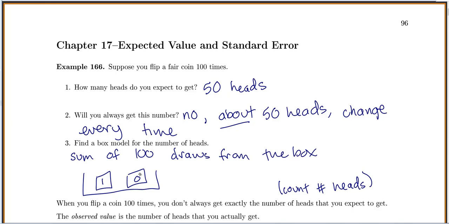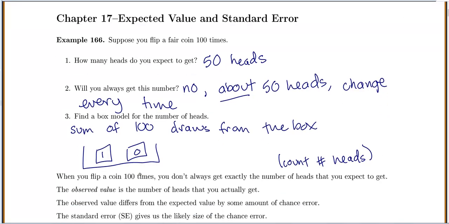So when we flip our coin 100 times, we don't always get the exact number of heads that we expect to get, and we call the number of heads that we actually get the observed value. The observed value differs from the expected value by some amount of chance error. And the standard error, which we're going to abbreviate as SE, gives us the likely size of our chance error. So the standard error tells us how much our observed value is likely to be different from our expected value.